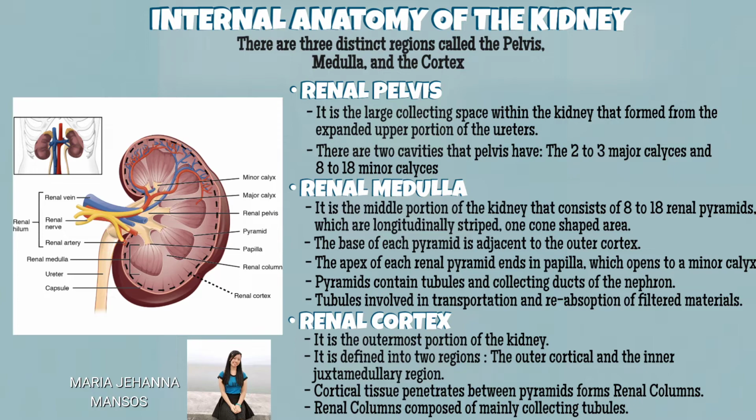So next is, we have the renal medulla, which is the middle portion of the kidney that consists of 8 to 18 renal pyramids, which are longitudinally striped, cone-shaped areas.